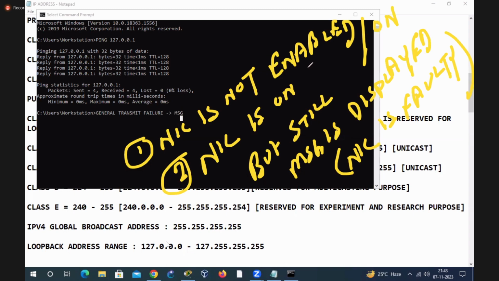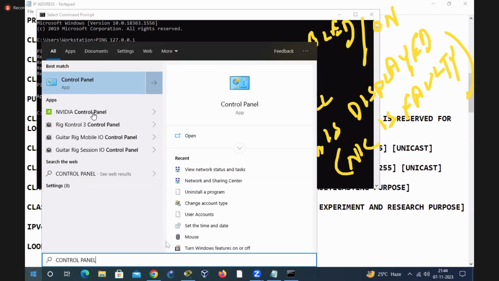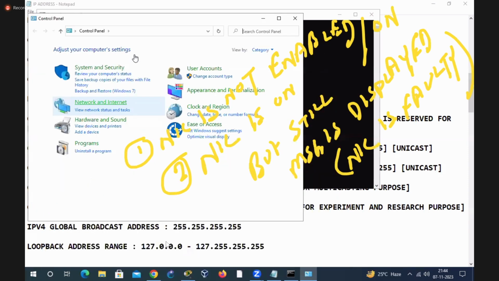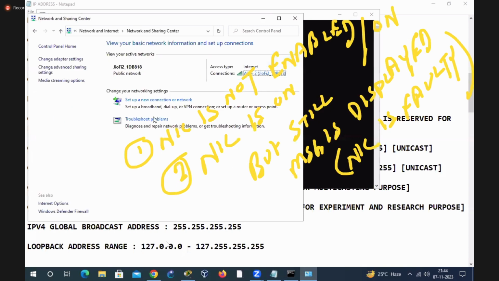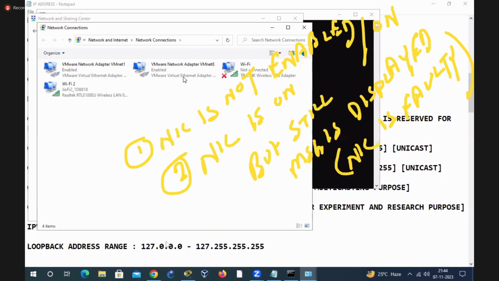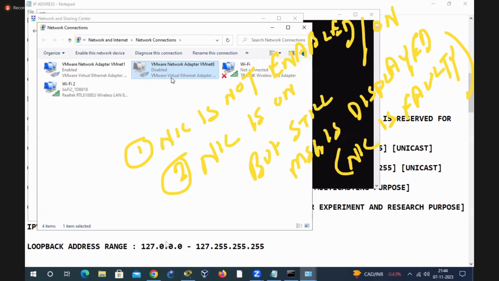If it is not on, then you have to switch on your NIC. How do you switch on the NIC? You simply go to the control panel and go to Network and Internet. Over here, you can see View network status and tasks. Here you can click Change adapter settings. From here, you can right click and switch it on or off. Whatever password you have for the admin, you have to give it. You can see that it is disabled, and right now you can enable it.